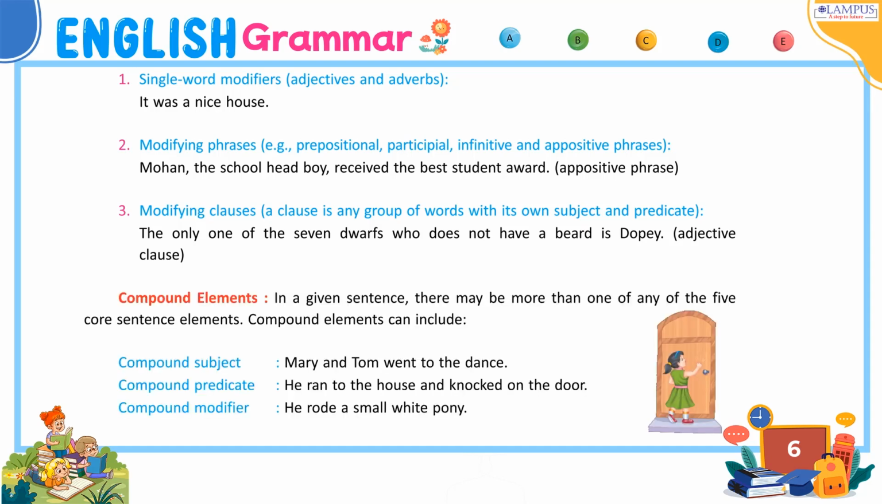Compound elements. In a given sentence, there may be more than one of any of the 5 core sentence elements. Compound elements can include compound subject. Mary and Tom went to the dance. Compound predicate. He ran to the house and knocked on the door. Compound modifier. He rode a small white pony.